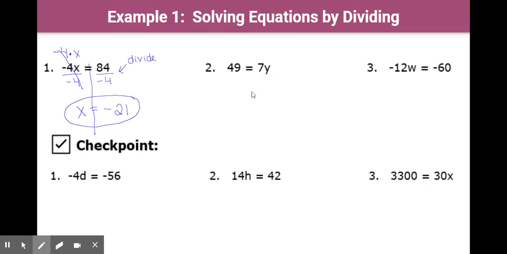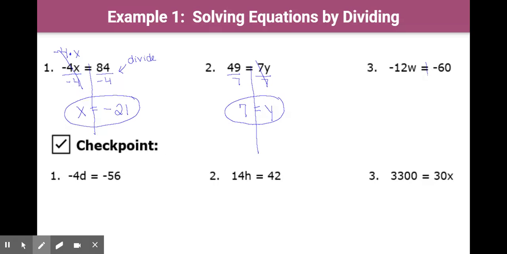Problem number 2. This problem says 49 equals 7 times y. So to isolate the y, we need to undo this multiply by 7. So we are going to divide both sides by 7. On the right-hand side, my 7's will cancel, and I bring down the y equals. On the left, we do 49 divided by 7, which just gives me 7. So final answer, y is equal to 7.